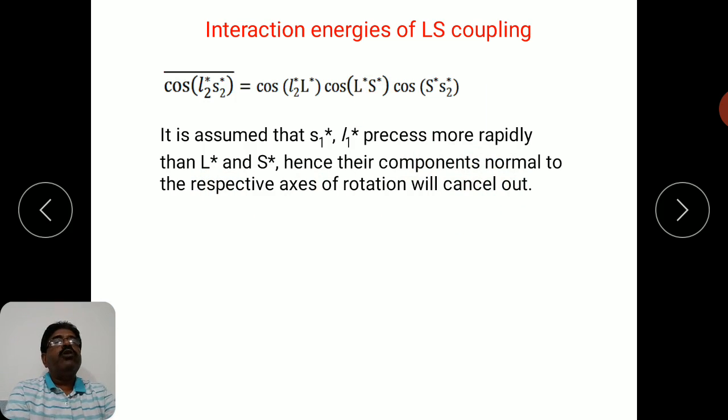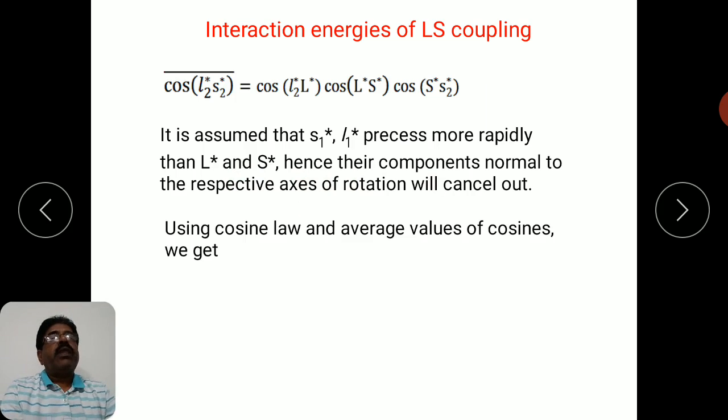Hence their component normal to the respective axis of rotation will be cancelled out. Here I have not shown the actual diagram of these particular vectors, but remember, when these are precessing more rapidly than L star S star, then their components normal to the respective axis must be cancelled out. Okay, now once again, using cosine law and average values of cosine, we get these average values.